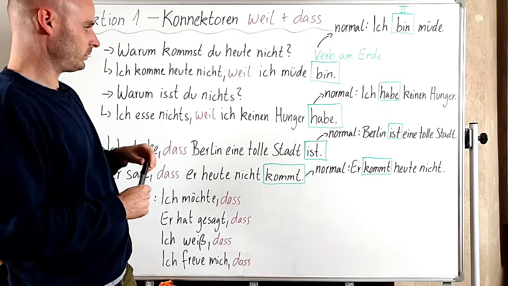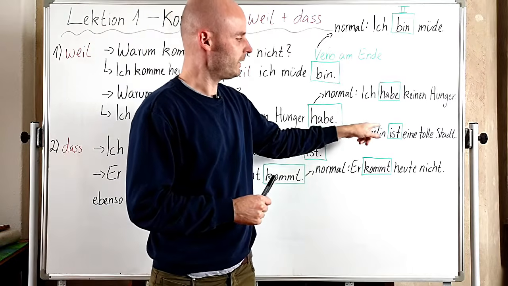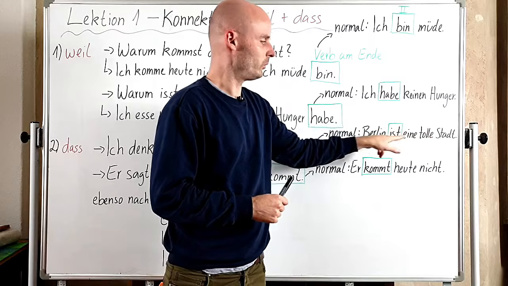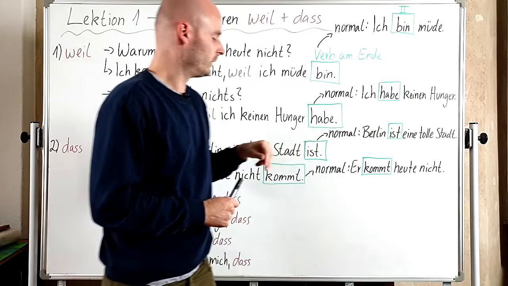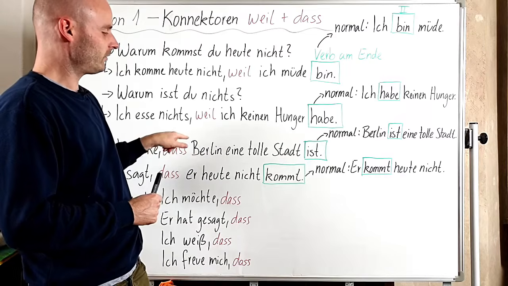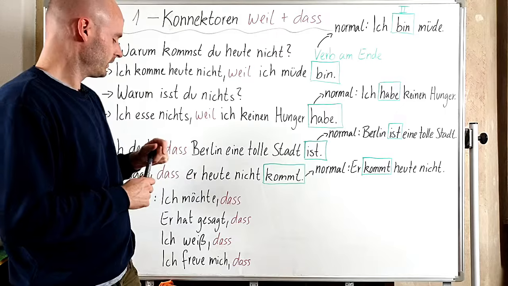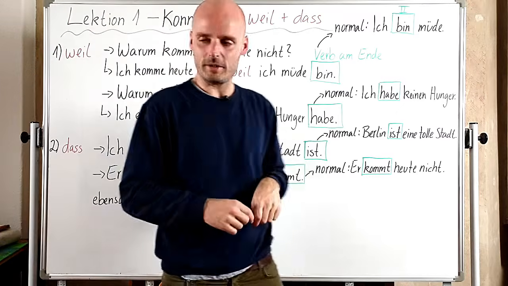All right, where was I? Exactly here. Normally you would say Berlin ist eine tolle Stadt. The verb to be is in position 2. But if it's a subordinate clause, you would say dass Berlin eine tolle Stadt ist. All right? Good.